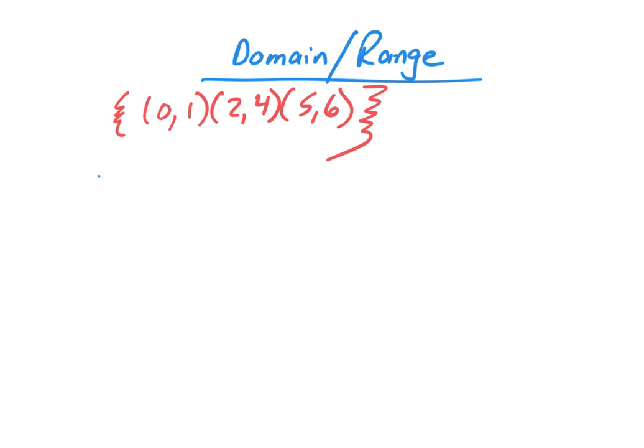Here I would say my domain is 0, 2, and 5. And I usually just put them in a set. My range would be my y values, 1, 4, and 6.